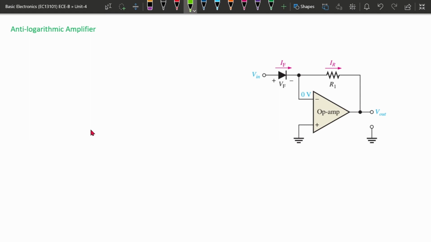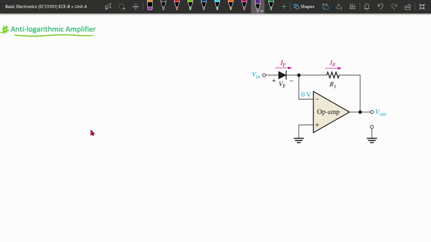The next point we will see is the anti-log circuit or anti-log amplifier. In the anti-log amplifier we will use a similar concept, but here the diode that we were using as feedback, we will use as the input side, and the resistance will be used in the feedback path.